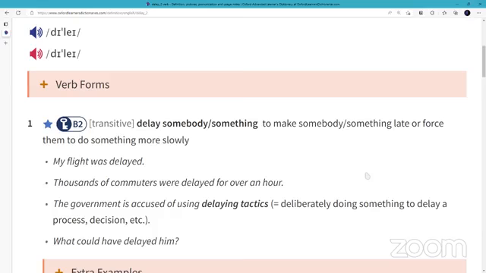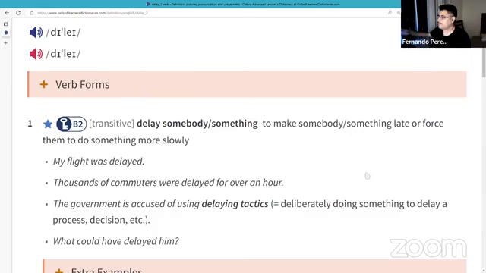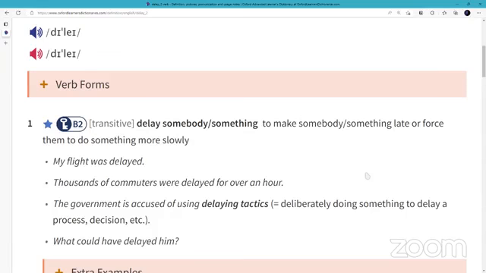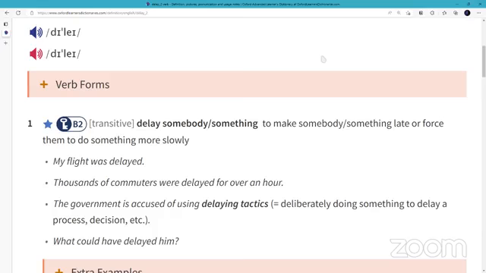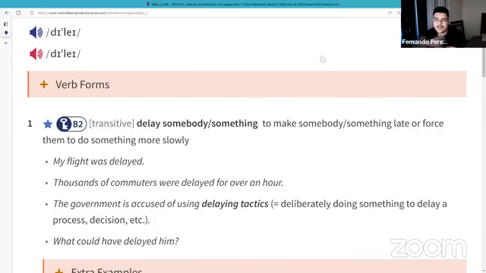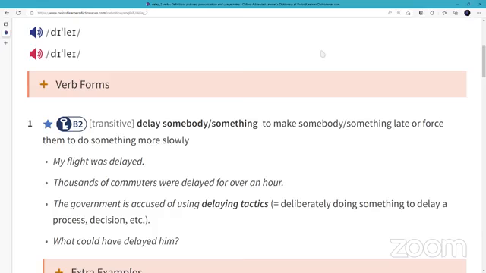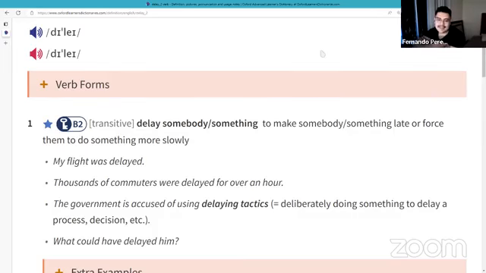For example, a crash delays the traffic. A crash delays the traffic. A bad connection delays the movie, etc. To lose a flight in the airport. What happens when you lose a flight in the airport? That's a good example of delay. Now, give me an example with delay plus ing. In what occasions do you need delay plus verb ing?